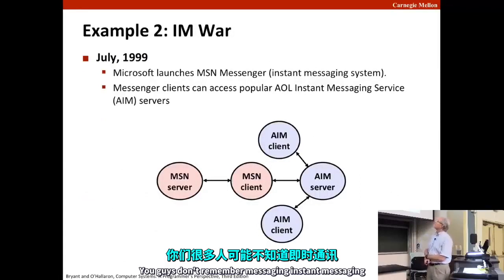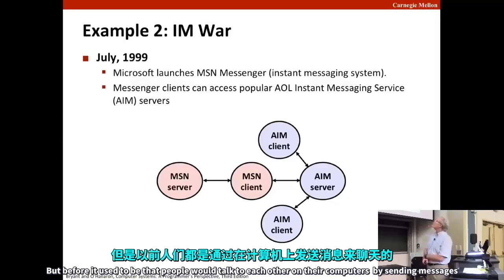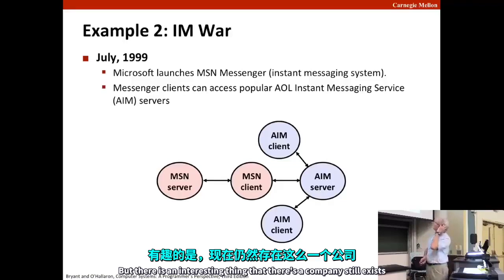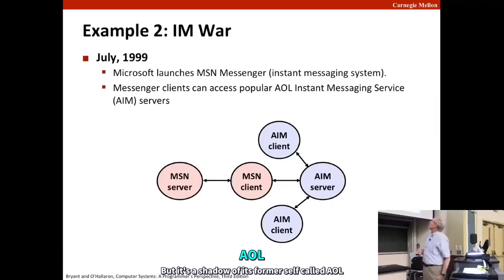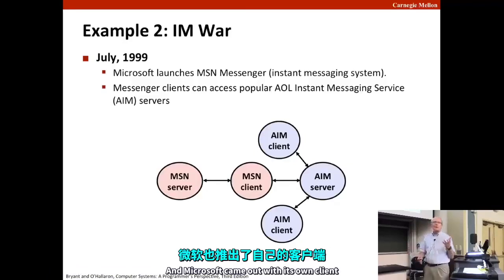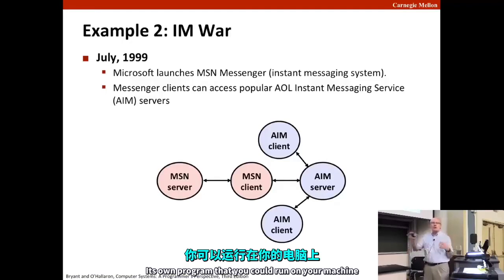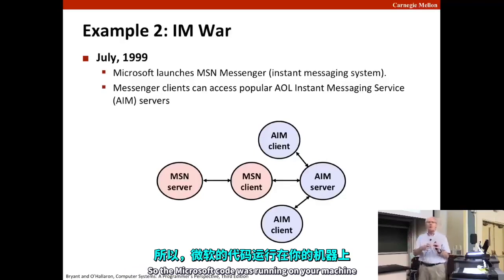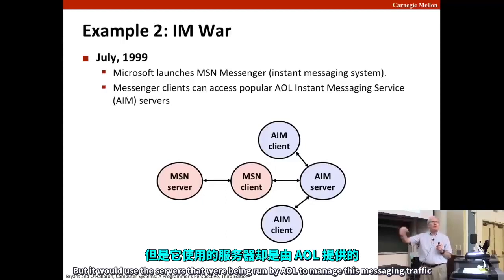You guys don't remember instant messaging, but it used to be that people would talk to each other on their computers by sending messages, sort of like you send text messages today. But there's an interesting thing: there was a company, still exists, but it's a shadow of its former self, called AOL, which ran the most popular internet services and had the most popular instant messaging program. And Microsoft came out with its own client, its own program that you could run on your machine and communicate to other people on this messaging system. So the Microsoft code was running on your machine, but it would use the servers that were being run by AOL to manage this messaging traffic.